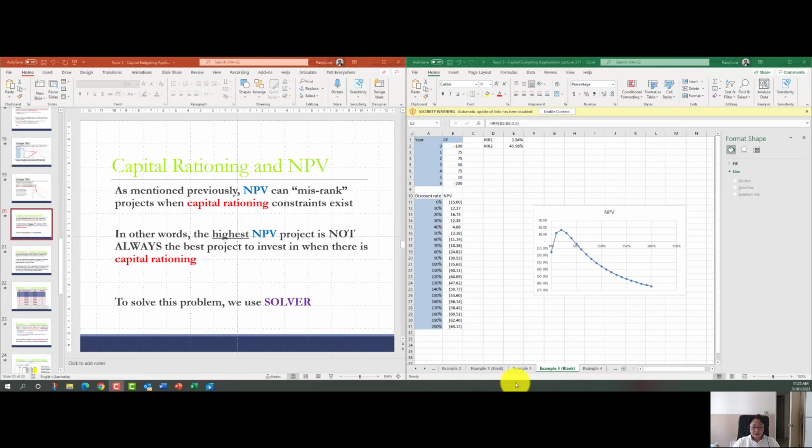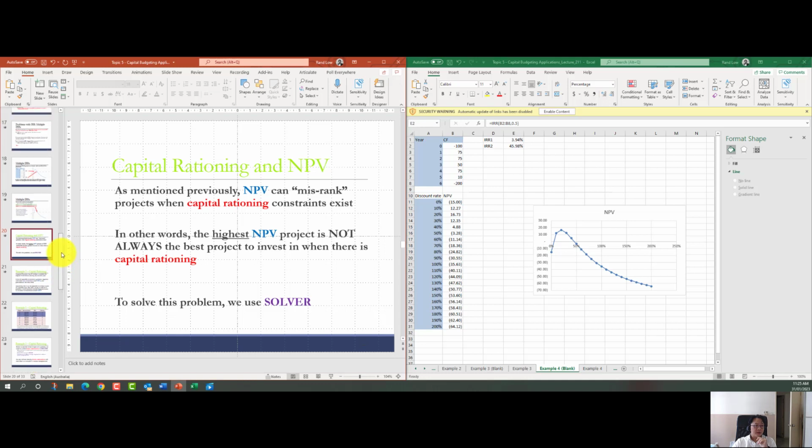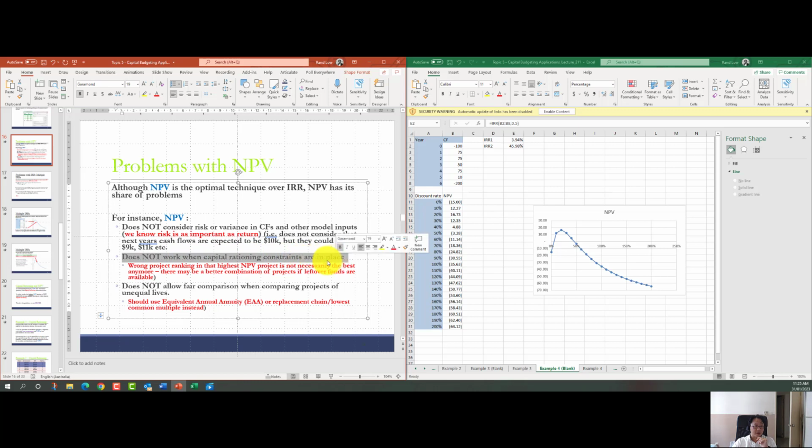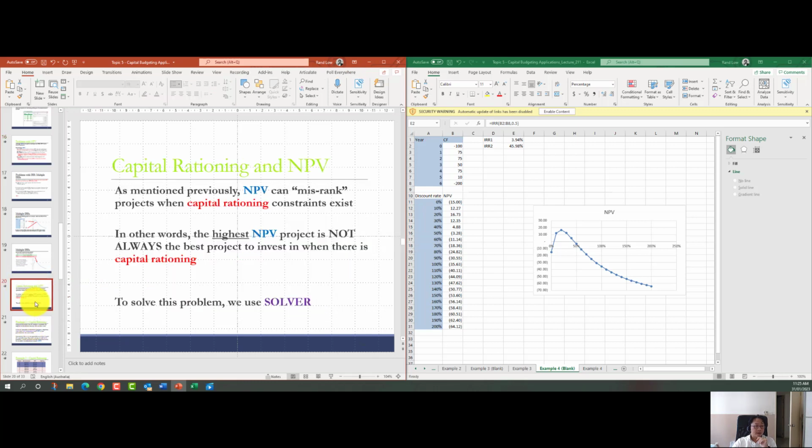Okay, so now let's look at capital rationing and NPV. As mentioned previously, NPV can misrank projects when capital rationing constraints exist. In other words, the highest NPV project is not always the best project to invest in when capital rationing is the issue. We explored the problems with NPV when capital rationing constraints are in place. So in order to resolve this issue, we use the Solver function.